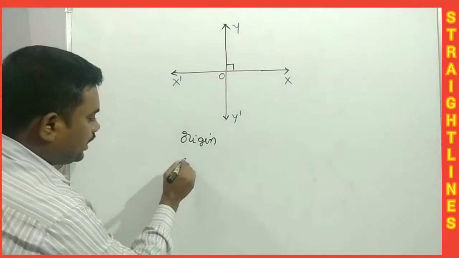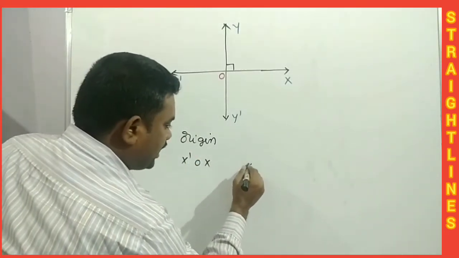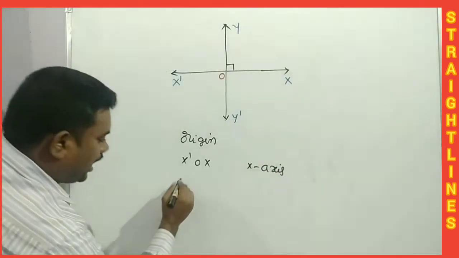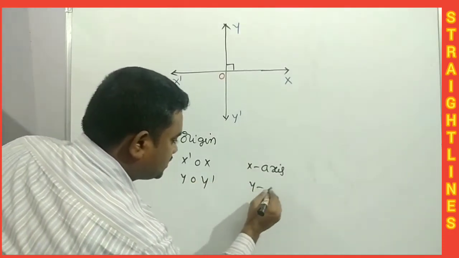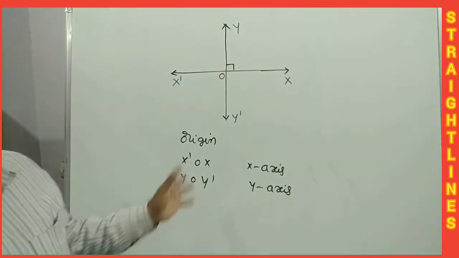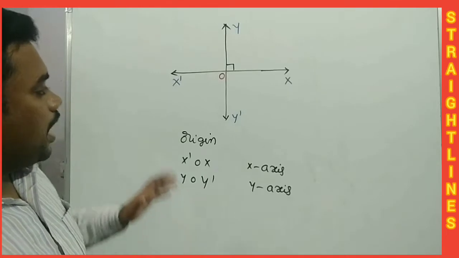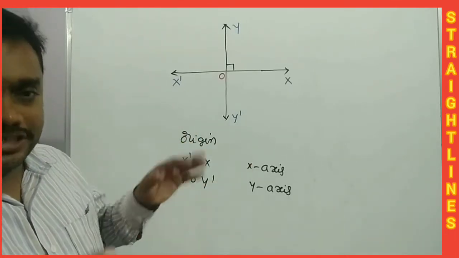The line X'OX is called the x-axis. The line Y'OY is called the y-axis. The x-axis and y-axis together are called the coordinate axes. Along with O, the coordinate axes are called the coordinate system.